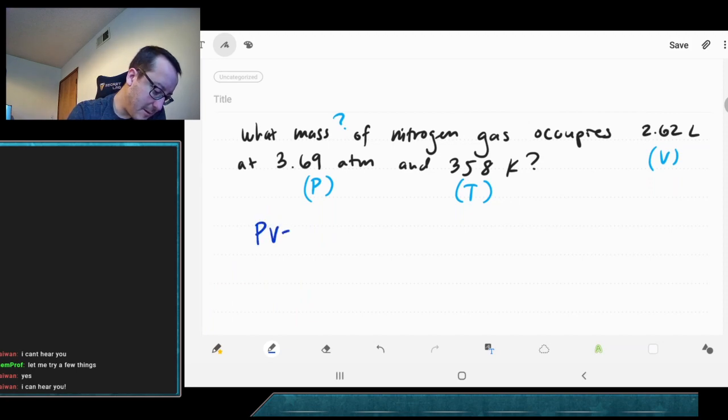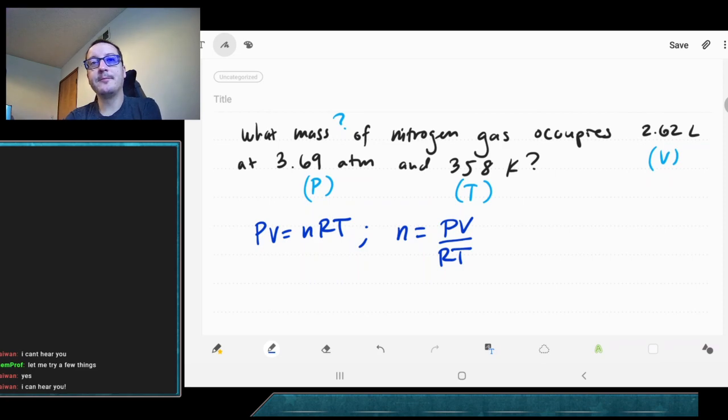So let's go ahead and plug these into our formula. As always, we have PV equals nRT. That is our ideal gas law. If we solve this for n, that will be PV over RT. And so we can solve for moles now.